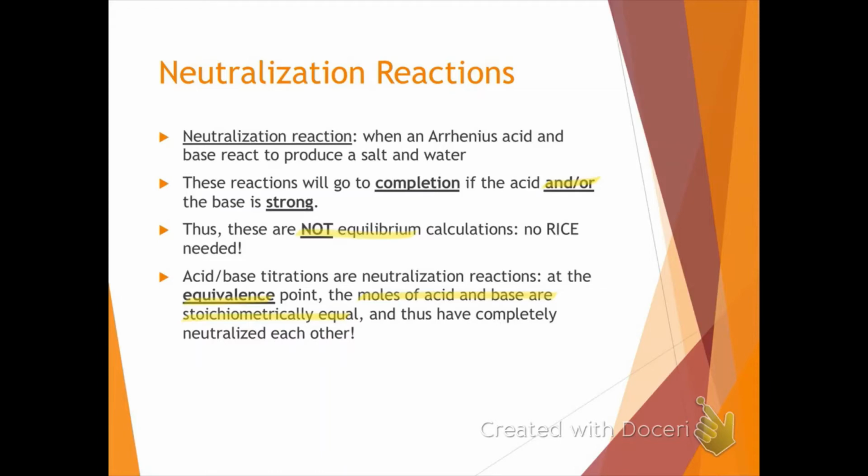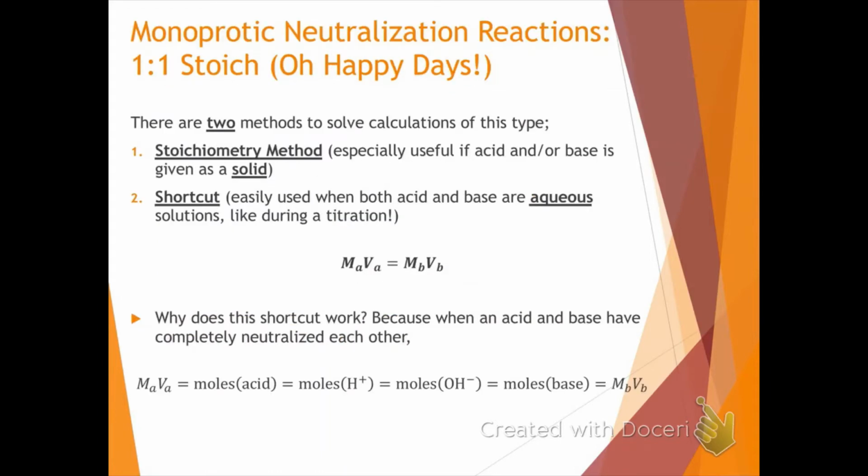So in this video, we're only looking at monoprotic neutralization, which means we have one H plus and one OH minus. So these acid-base reactions are going to have a 1-to-1 stoichiometry between your acid and your base. There are two methods that we can use to solve for these types of problems.